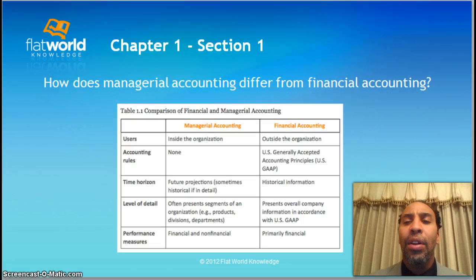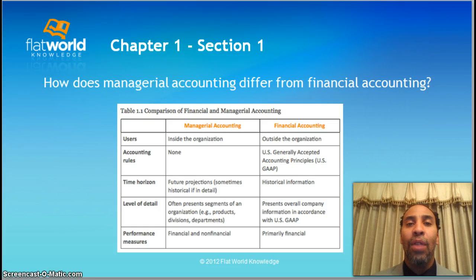So how does managerial accounting differ from financial accounting? Well, managerial accounting is inside the organization, financial accounting is outside. Accounting rules, there are none for managerial accounting, but you should probably adhere to some guidelines unless you want very wacky accounting. For financial accounting, the U.S. Generally accepted accounting principles. Time horizon for managerial accounting is future projections, sometimes historical in detail. And for financial accounting, it's historical information. So it's reporting back what occurred, typically reporting outward.